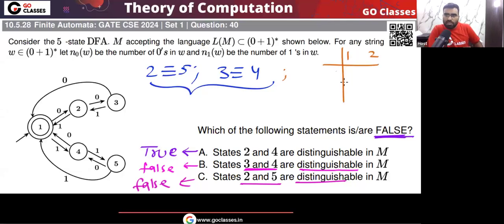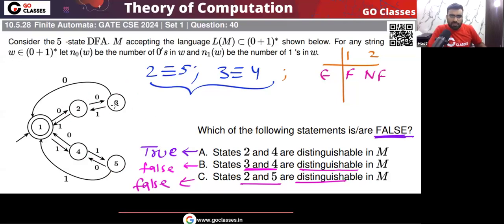Can anyone tell me about states 1 and 2? They are not equivalent. State 1 is final, so by the empty string they will be distinguishable. Okay, so there is nothing to check with 1 and 2. What about 2 and 5? You can see 2 and 5 are equivalent, and 3 and 4 are equivalent.